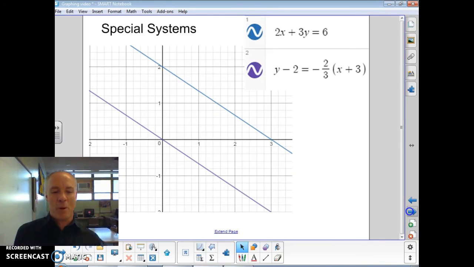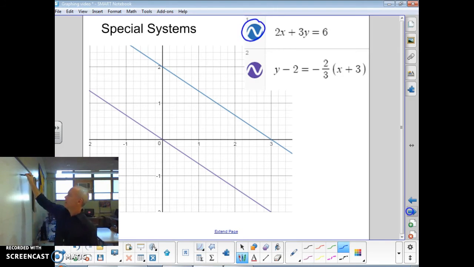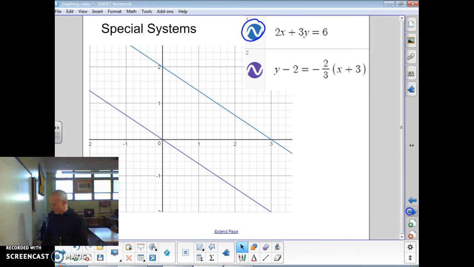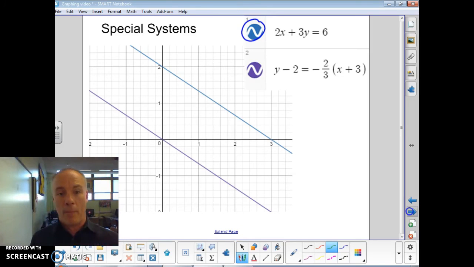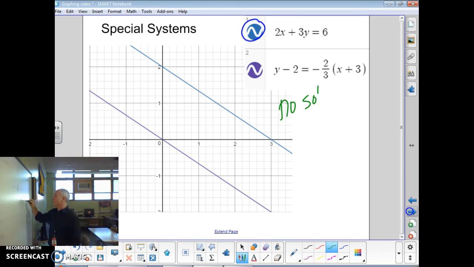Now let's look at two special systems. I'm trying to keep these videos under 5 minutes. I know how valuable your time is. Special systems. Look at that. I graphed them on Desmos already. This is the blue line right here, and the purple line is down below. Notice they don't intersect. So what does that mean? They're parallel lines, yes, but what does that mean as far as our solutions? The solutions are where they intersect. So if two lines don't intersect, that means they have no solution. So there's no value for x and y that's going to work in both of those equations.